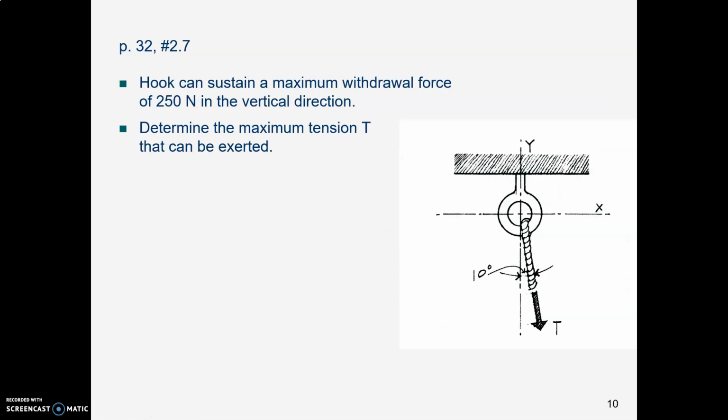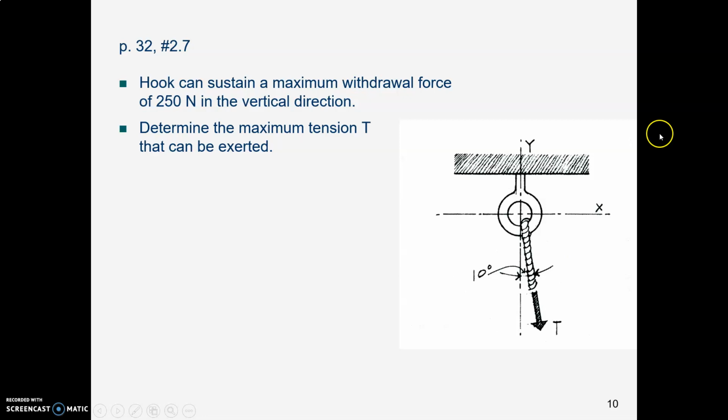Here's the second problem, written in the way that these engineering books like to write. We've got a hook or a screw eye screwed into the ceiling, and it says the hook can sustain a maximum withdrawal force of 250 newtons in the vertical direction. First of all, this problem is in metric units, not imperial units, so newtons is the force instead of pounds, but that's okay. Then it says it can sustain a maximum withdrawal force.